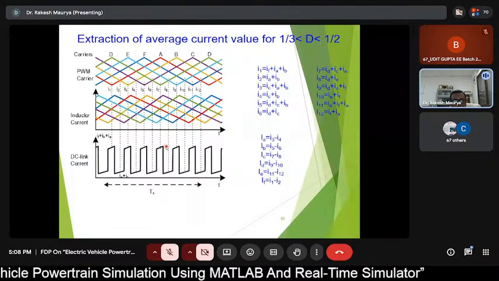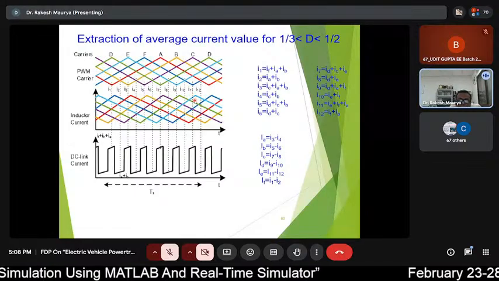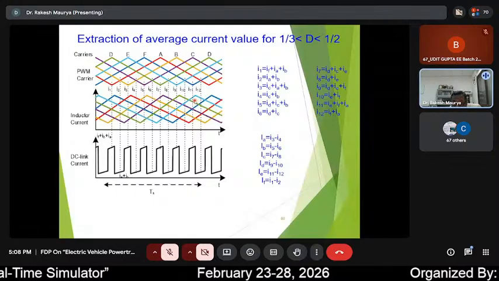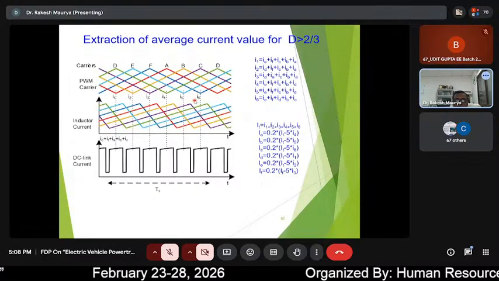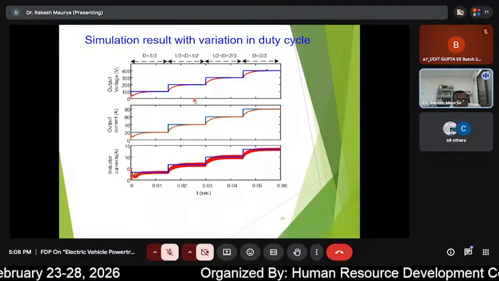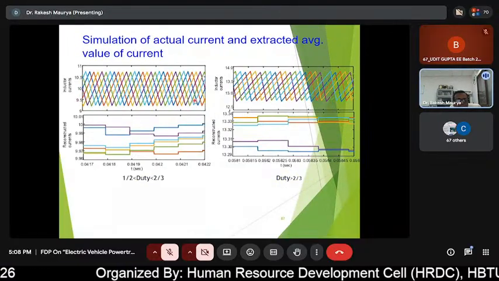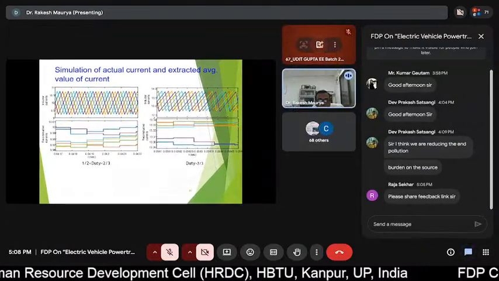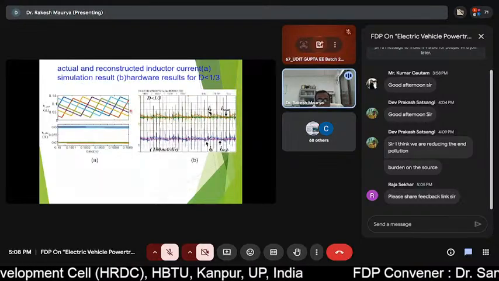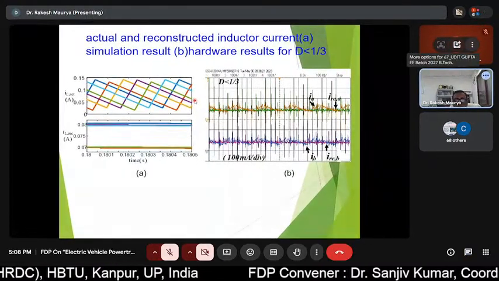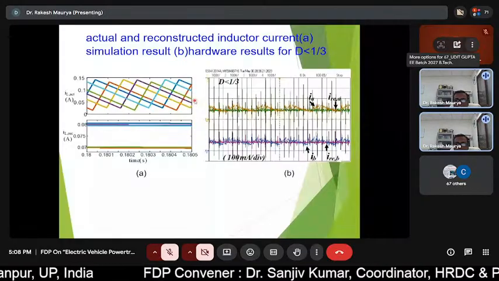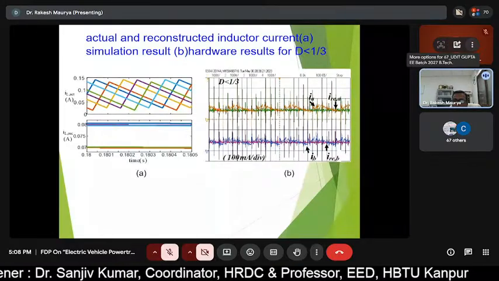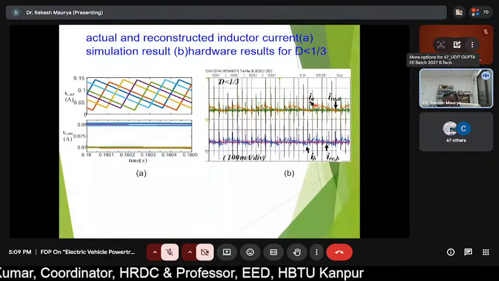Since the time is less, I am not able to discuss each thing in detail, but you can refer to our published paper and you can get this technique. It's available. So these are some results which we have shown. We have validated our sensor reduction technique in a 6-phase DC to DC converter with interleaved control. This is the hardware result for the 6-phase. The one-phase inductor current and the reconstructed current are almost the same.